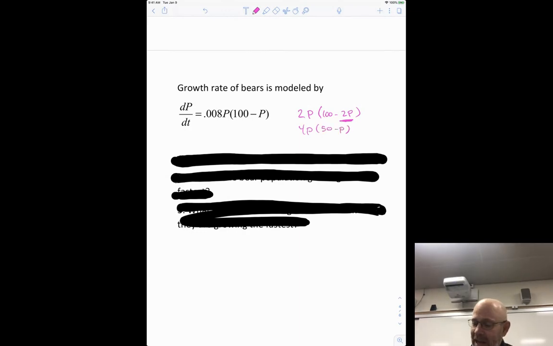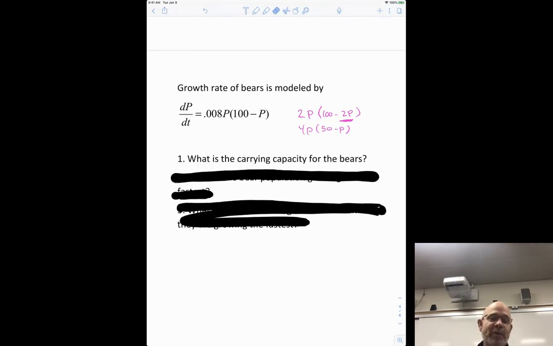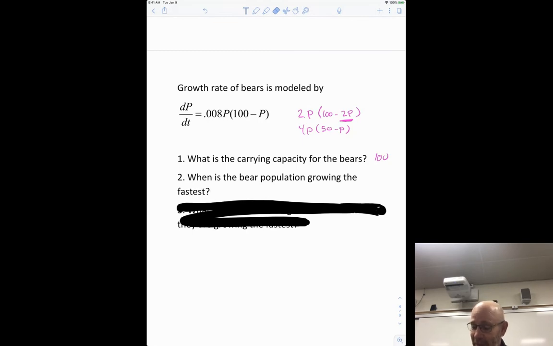So they're just going to ask the same basic questions. It's a really straightforward topic, like what's the carrying capacity for the bears? Or they might say, what's the limit as time approaches infinity? Or they might say, what's the highest population? It's all the same answer. In this case, that's 100. It's the M. They might say, when is the population growing the fastest? Well, remember, the population is growing the fastest at the inflection point, which is half M. So it's when the population is half the carrying capacity, which is 50.